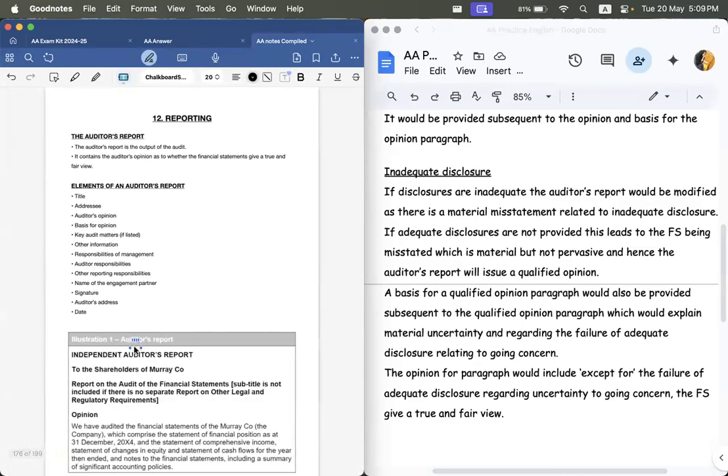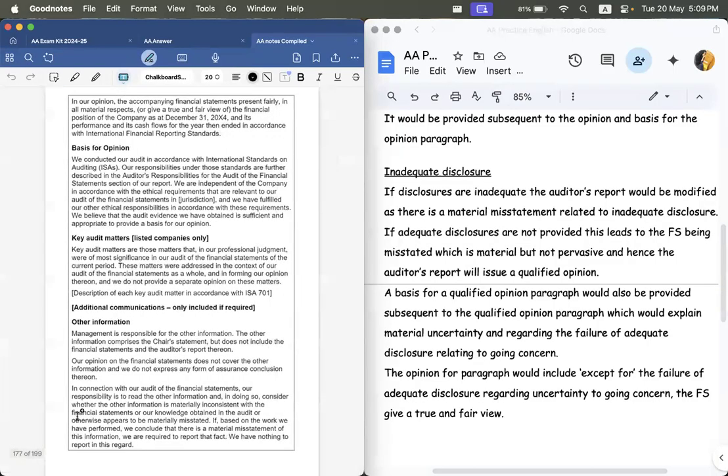See, this is a typical example of an auditor's report. Here it is a normal opinion. If it is a qualified opinion, the heading would be qualified opinion. And here it would be the basis for qualified opinion paragraph.